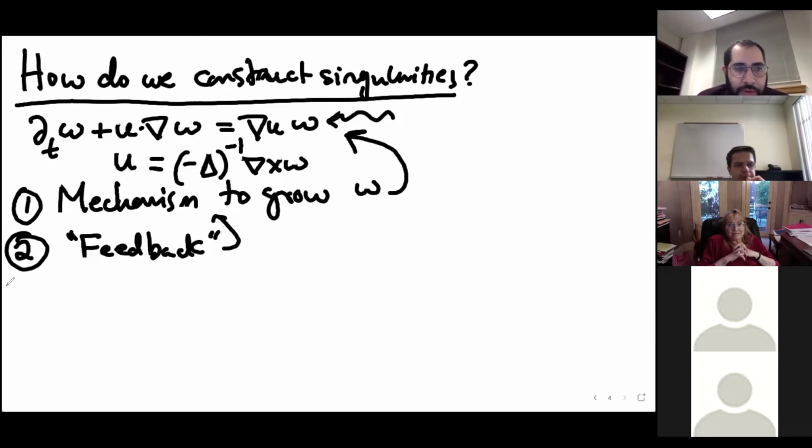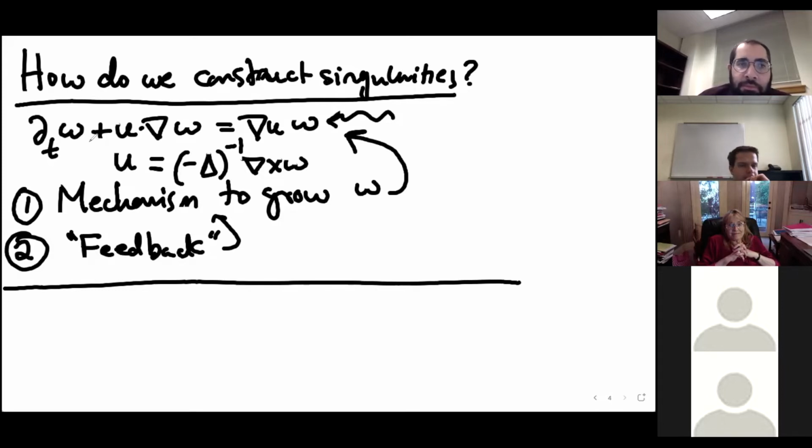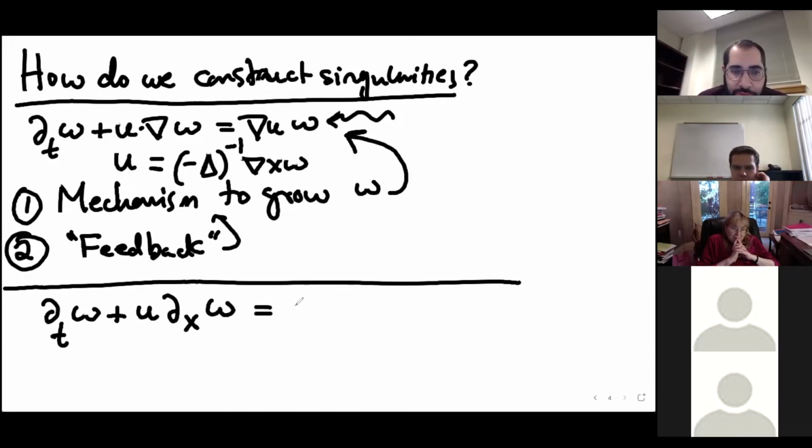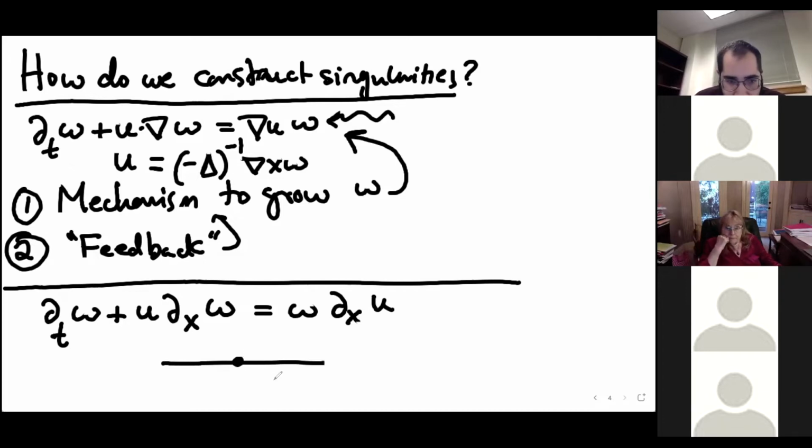So first, let's think structurally about how that can happen. We want to look at a one-dimensional scalar problem first, just the simplest possible scenario. As I remarked earlier, there's an inherent problem with this equation in terms of singularities: if we move to a moving frame, we can assume that the point is stationary, and in order for omega to grow, you need dx of u to be positive at least.